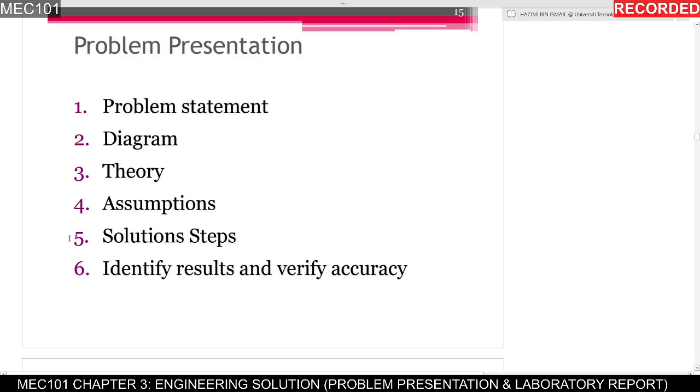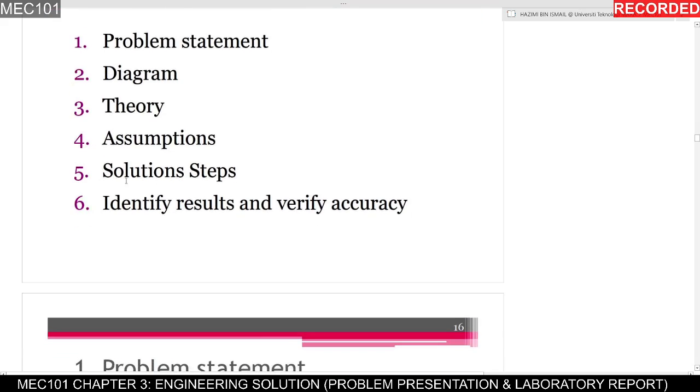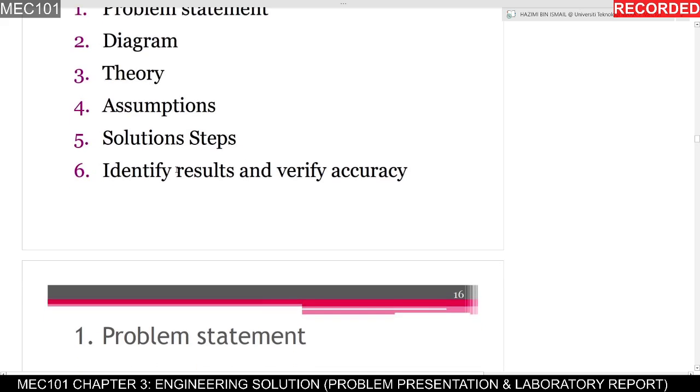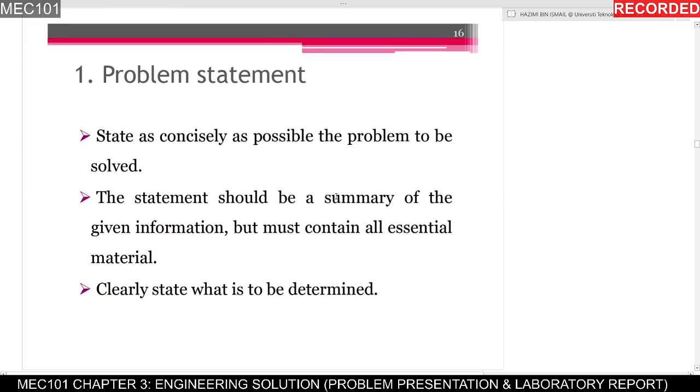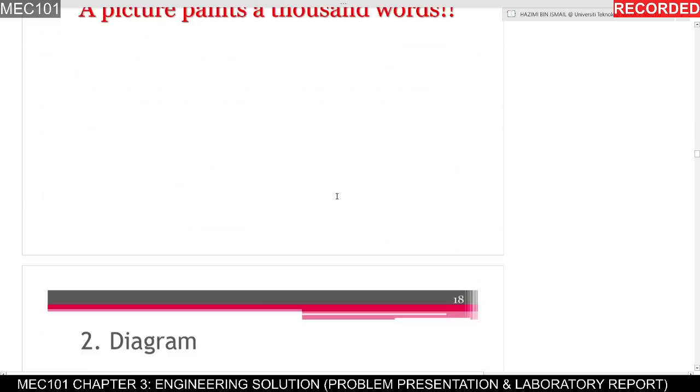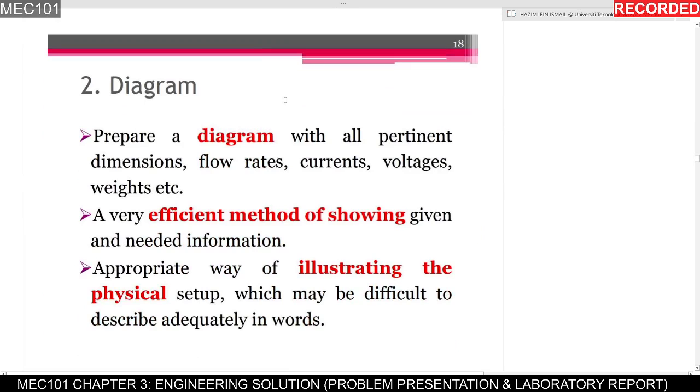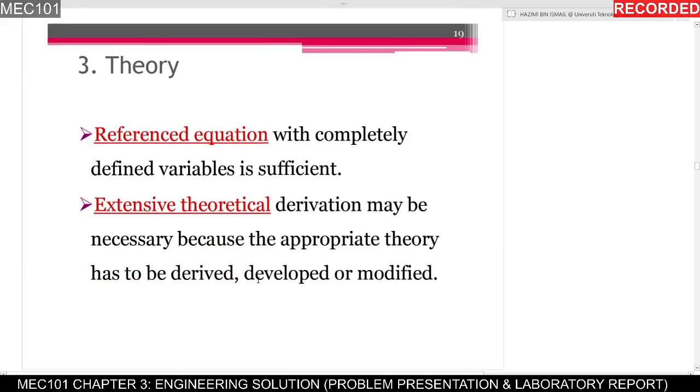So the fifth one, after you have the assumptions, theory, diagram, and problem statement, you have to do your solutions. And finally, after you have the results or solution, you must verify the results. These are all the details for every criterion.